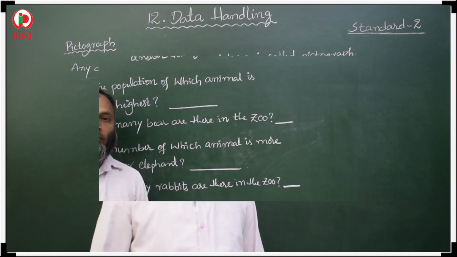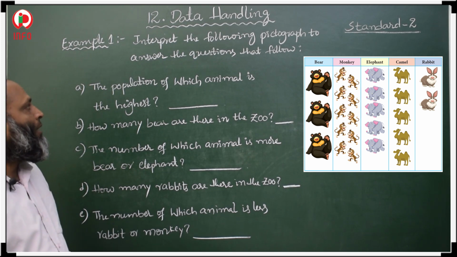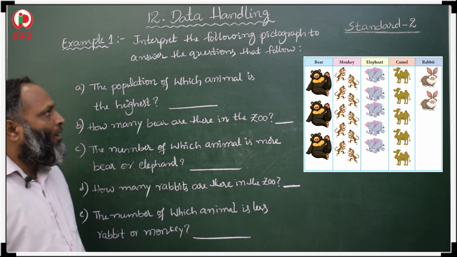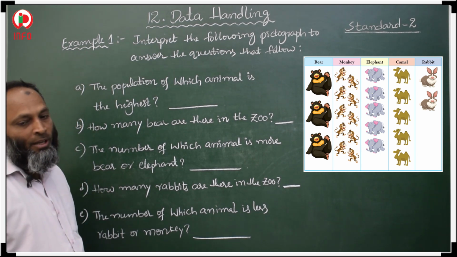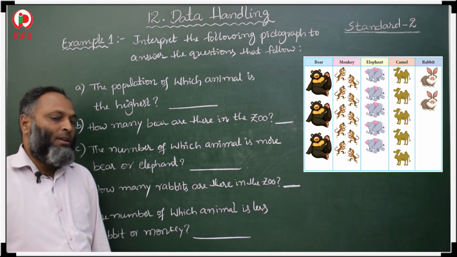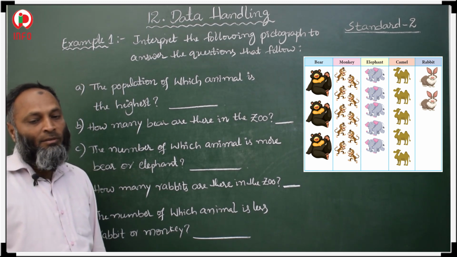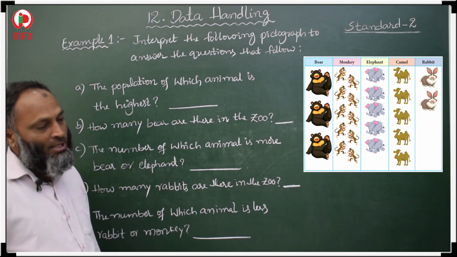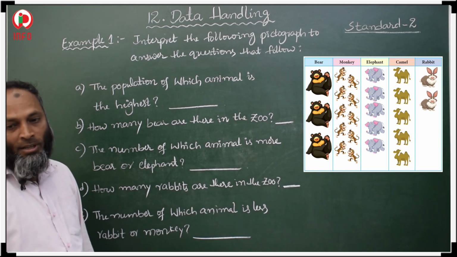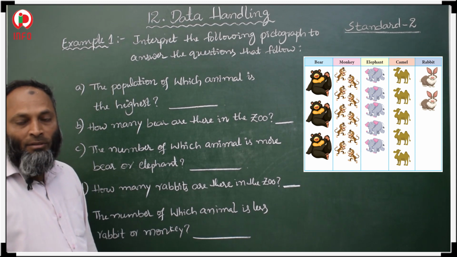Okay students. Now in the first example, interpret the following pictograph to answer the questions that follow. Here a pictograph is given, with the number of animals shown in pictures. How many different kinds of animals? 5 different kinds of animals are given. In the first column it is bear, the second monkeys, then elephants, then camel, then rabbit.